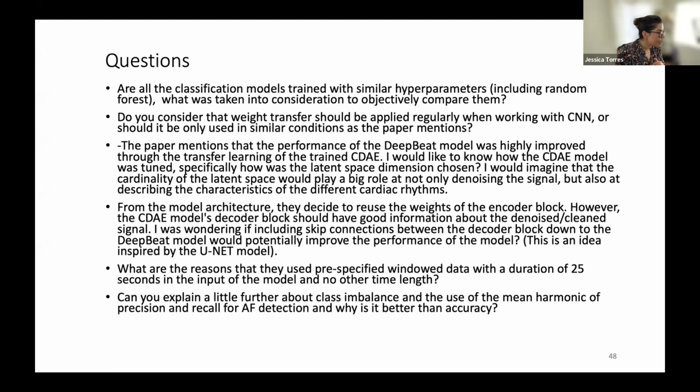And the last question is, can you explain a little bit further about class imbalance and the use of the harmonic mean of precision and recall for AF detection, and why it's better than accuracy? This is a great question, and I think it's one that a lot of individuals who are new to the space tend to not address properly. The way I like to think about it is, a lot of times people will just look at accuracy. And accuracy, although great, in some cases is not going to be the best metric.